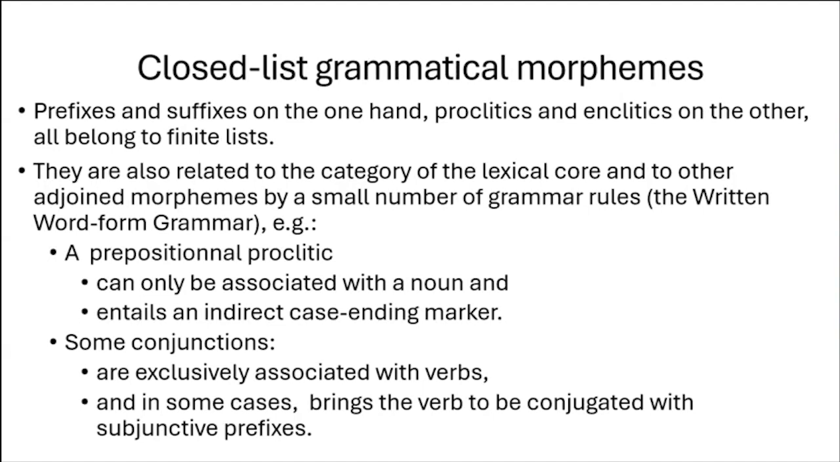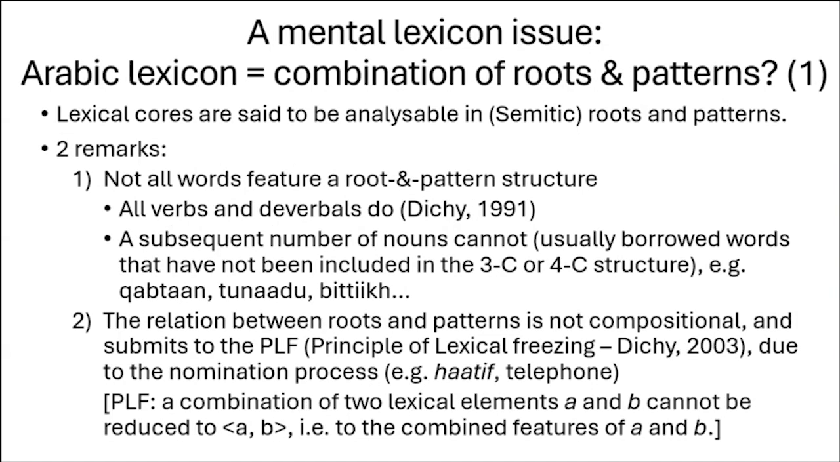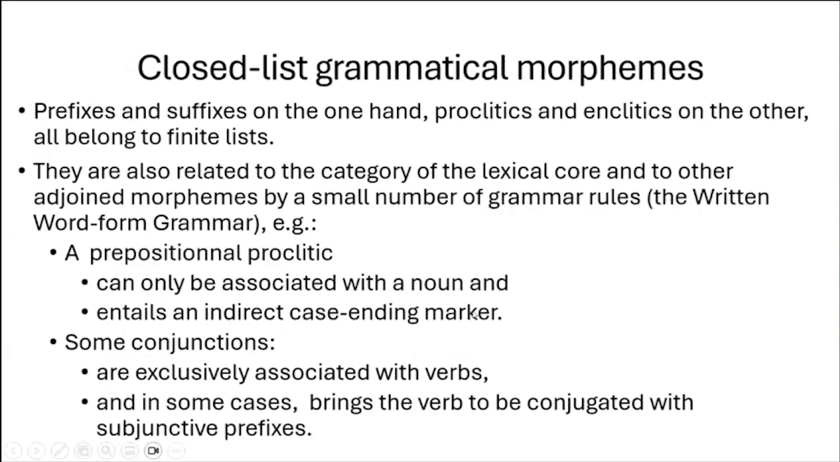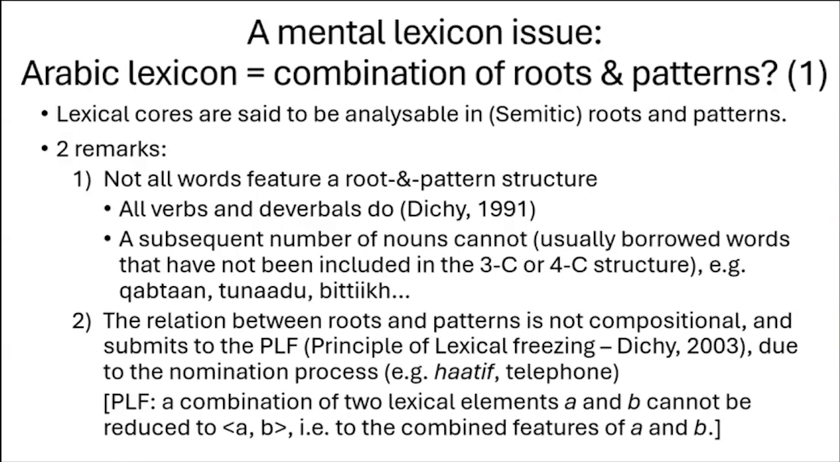All these, what is right and left of the core, of the lexical core of the word, belong to closed list grammatical morphemes. They are grammatical morphemes, and a complete list of them can be put down in writing easily. And then now I move to, so this is the analysis of the word. Now let me move to the analysis of the core.